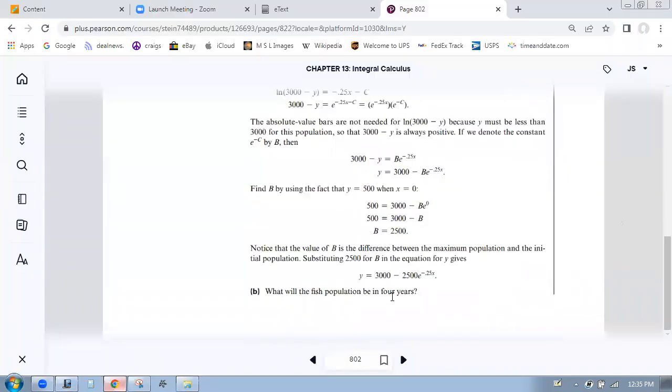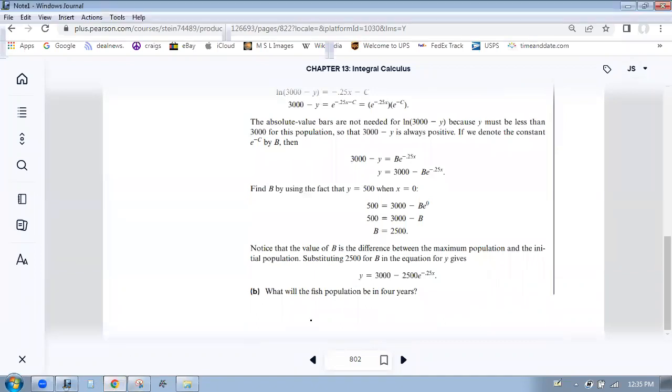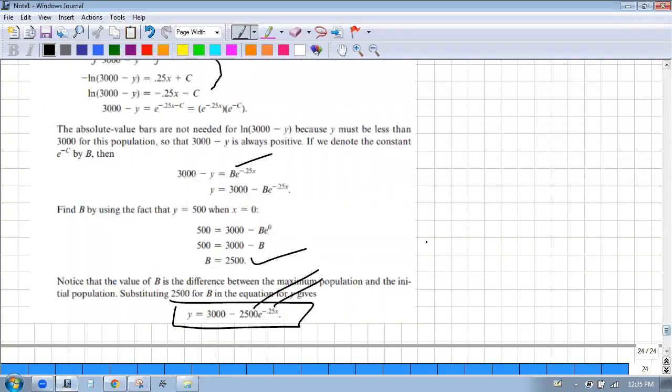So what would the population be in 4 years? Well, in 4 years, you just replace X with 4. Plug that into your calculator.